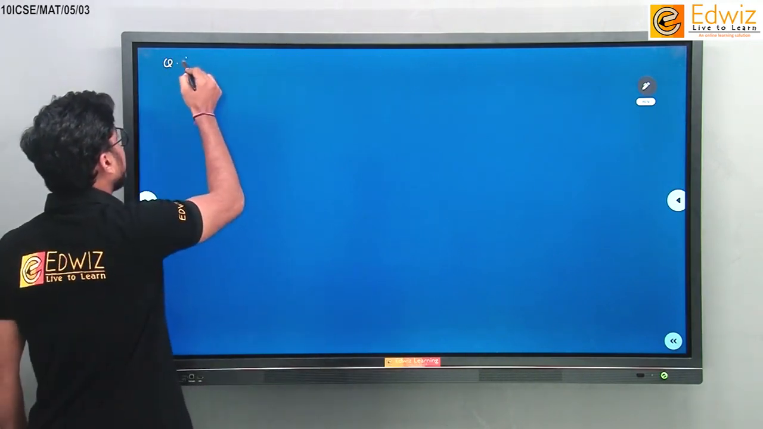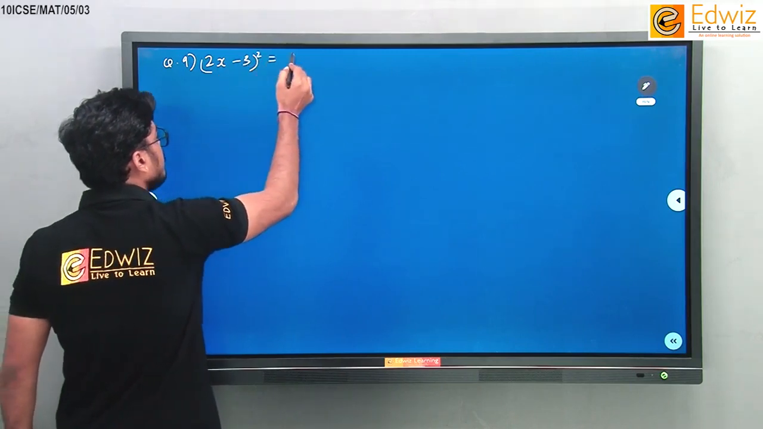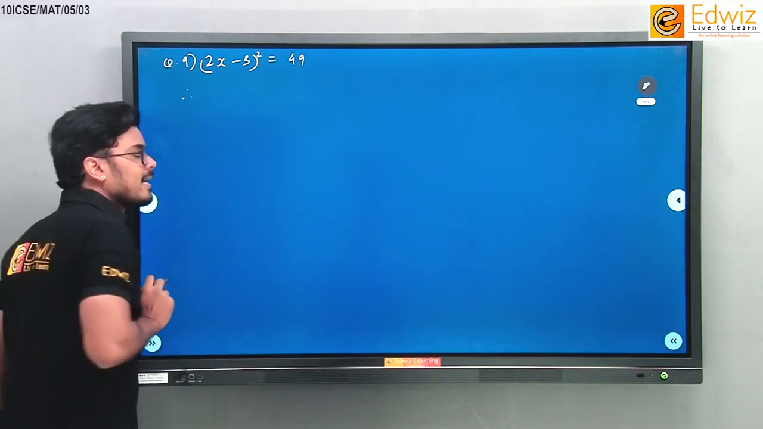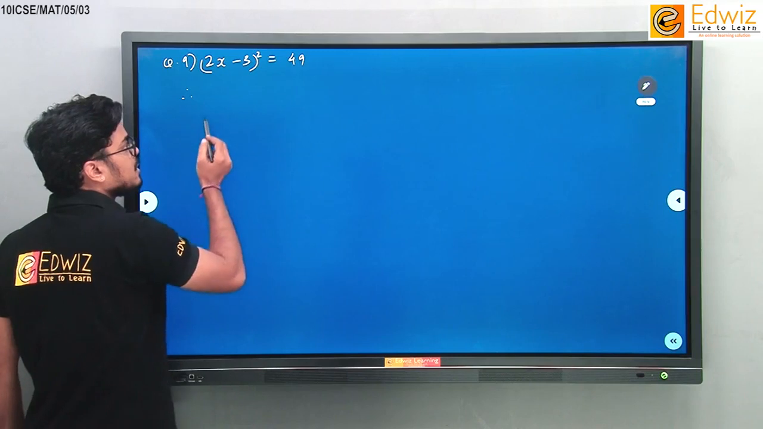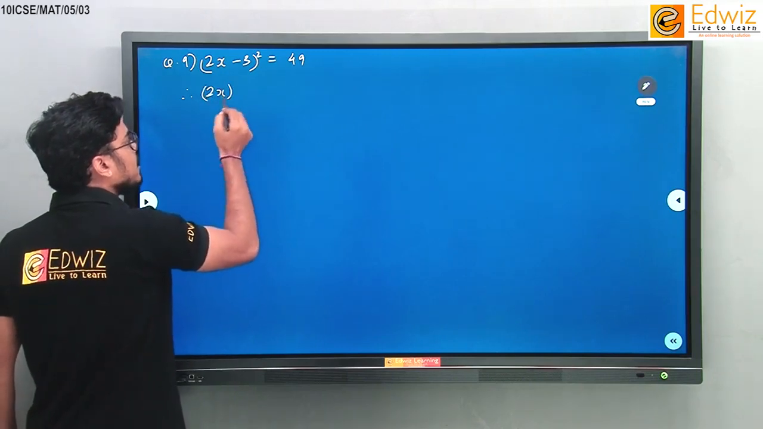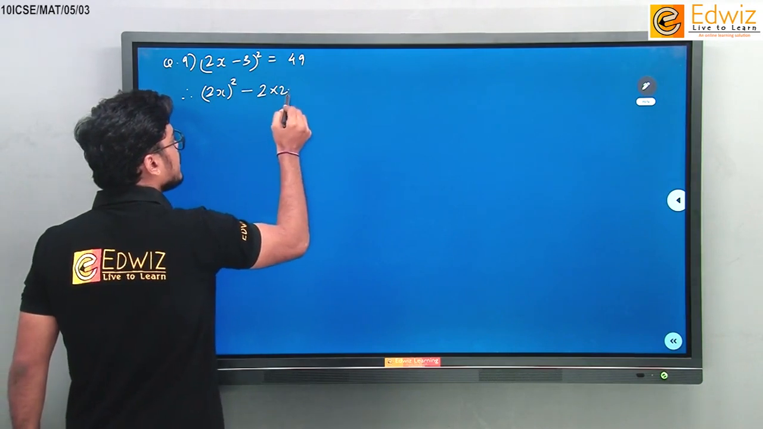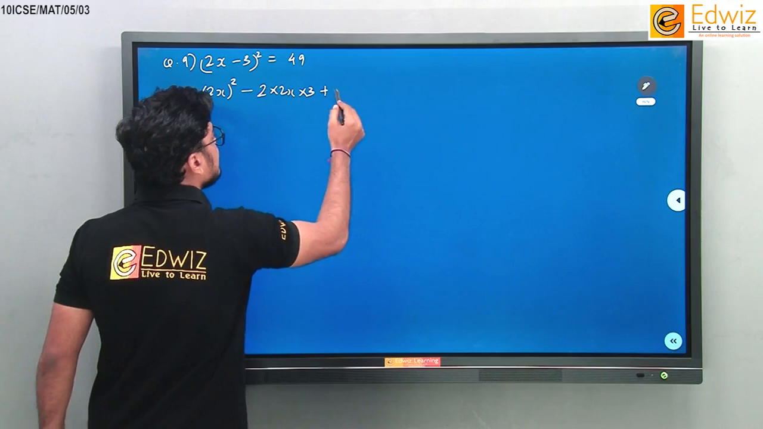So question number 9. 2x minus 3 the whole square equals 49. So once again, we'll have to first bring it to its standard form. Okay, let us do that. We know a minus b the whole square is a square, that means (2x) square, minus 2ab, that means 2 into 2x into 3, and plus b square means 3 square.